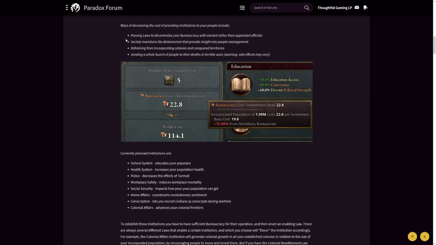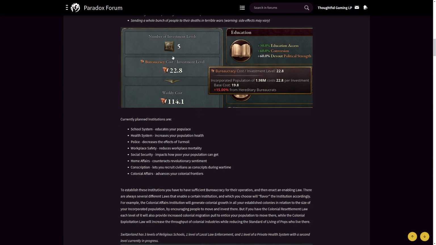So there are ways of decreasing the cost of providing institutions to your people. For example, passing laws to decentralize the bureaucracy, elected rather than appointed officials, society inventions like behaviorism that provide insight into people management, refraining from incorporating colonies and conquered territories, sending a whole bunch of people to their deaths in terrible wars. Because you have less people then, right? Then it costs less, of course.